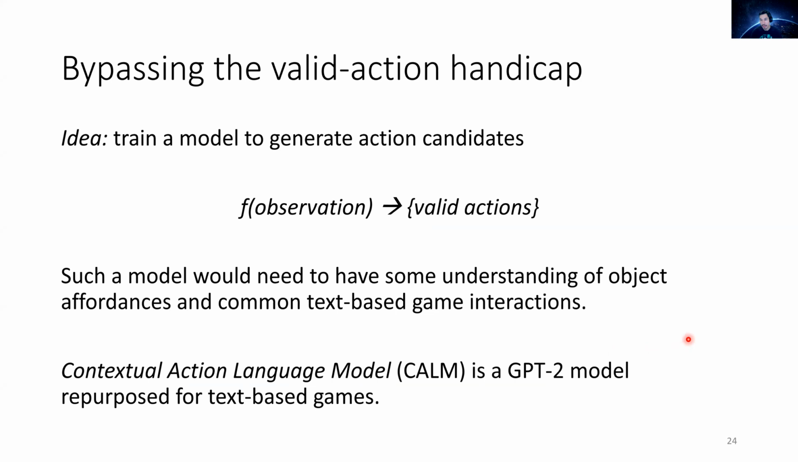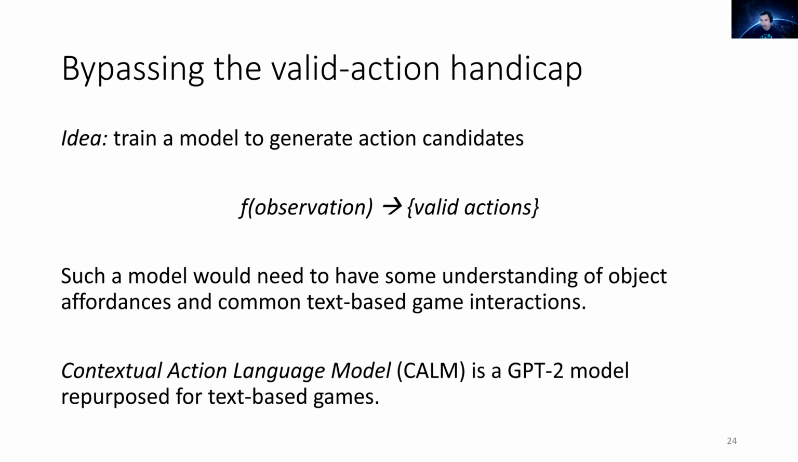So motivated by these results, we were interested in trying to bypass the need for this valid action handicap. In collaboration with Karthik Narasimhan and Shunyu Yao, we explored the idea of trying to train a model to be able to generate candidate actions for arbitrary states. The simplest form of this model would simply map the current observation into a set of actions that are likely to be valid. And in order to do well across a variety of games, it's reasonable to expect that this model would need to have a pretty good understanding of object affordances, as well as common text-based game interactions.